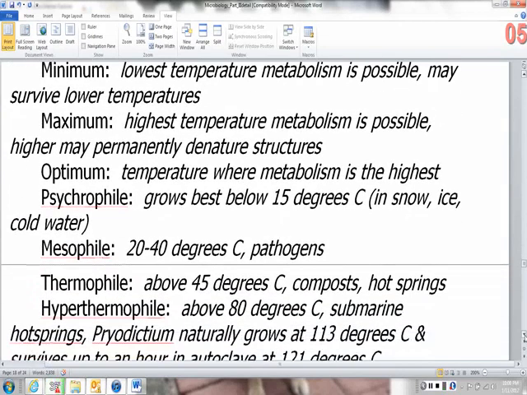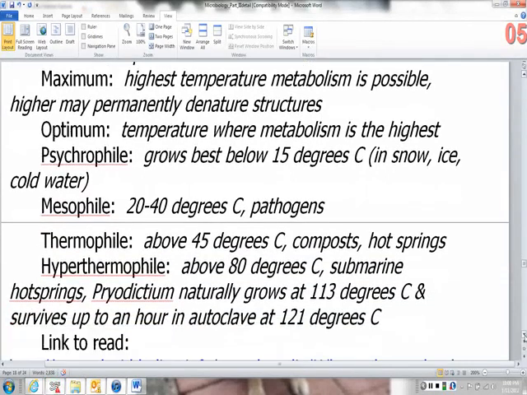The psychrophiles grow best at temperatures below 15 degrees Celsius. These organisms will grow in snow, ice, and cold water. Psychrophiles can cause the snow to appear pink on glaciers. The mesophiles grow at 20 to 40 degrees Celsius. Most human pathogens are mesophiles because of the body temperature being 37 degrees Celsius.